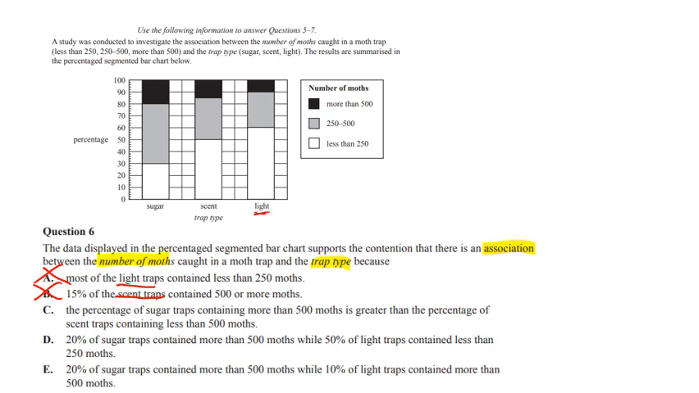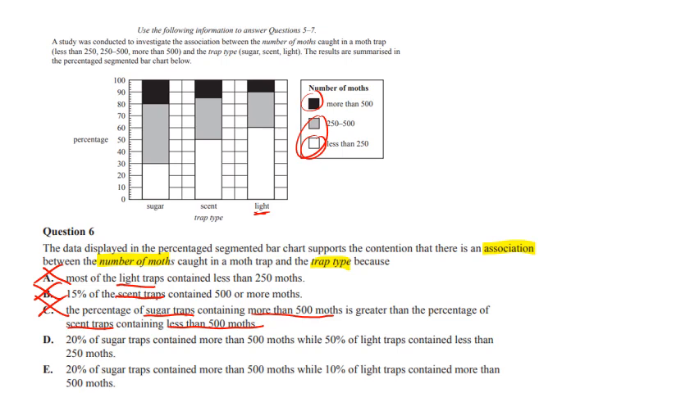C, the percentage of sugar traps containing more than 500 moths is greater than the percentage of scent traps containing less than 500 moths. Now that looks good because you've got sugar traps and scent traps, but this one is talking about more than 500 moths and this is talking about less than 500 moths. So it's not comparing the same statistic. We need to be comparing traps, but with the same statistic. You can see we've got this black up here, which is the more than 500, but then the white and grey is just less than 500.